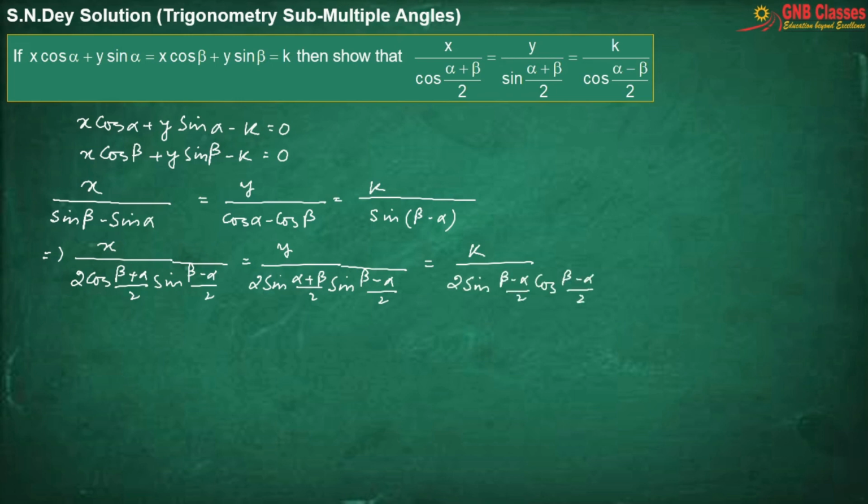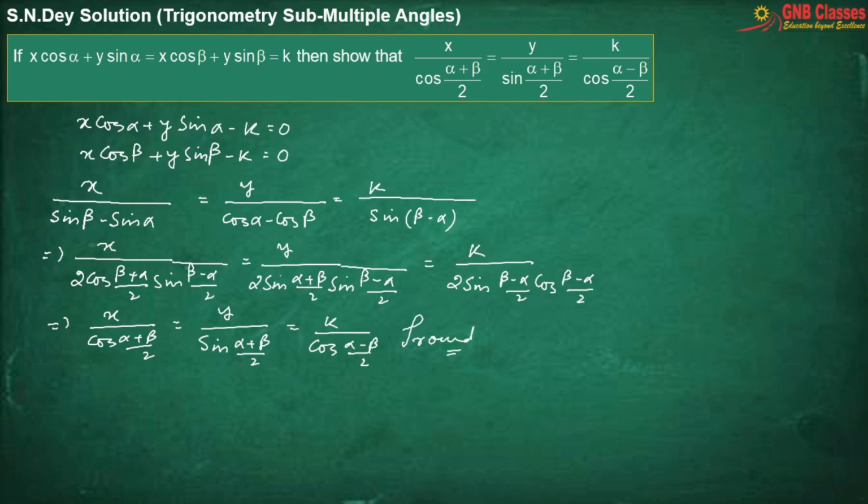So in this case, it will be, is it clear to all of you? Now I am cancelling 2 sin of beta minus alpha by 2 from all the sides. So we get, is it clear? So proved. Okay. Now let us move to the next problem.